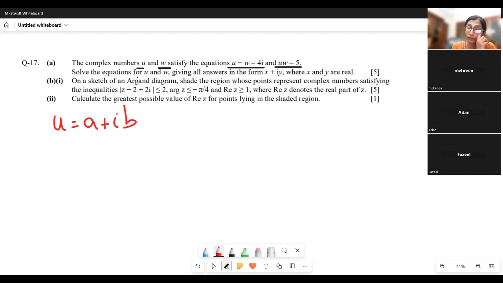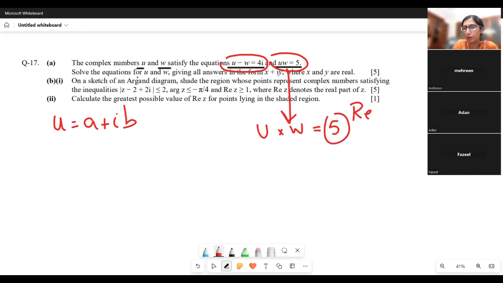Notice something between the two numbers. You're multiplying two complex numbers, but the product is not complex, it's real. What's going on here? u times w is 5. This is real. How is that possible?